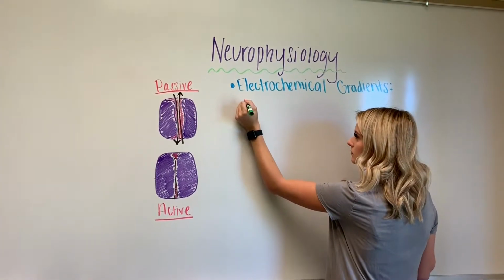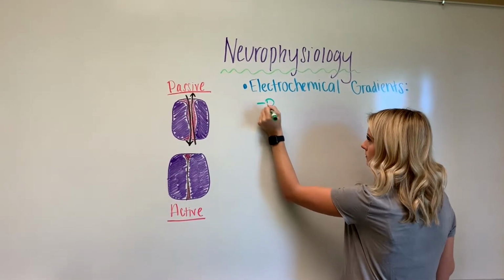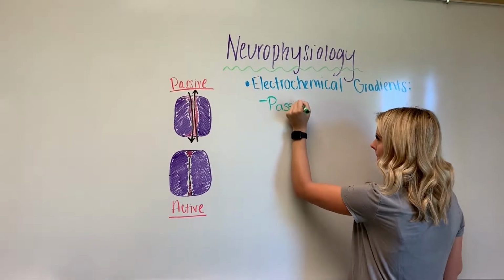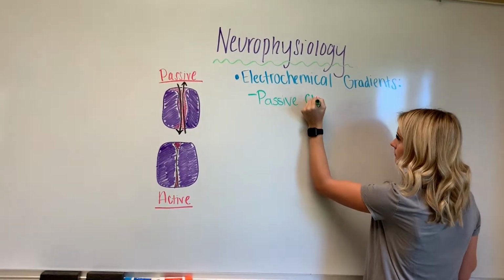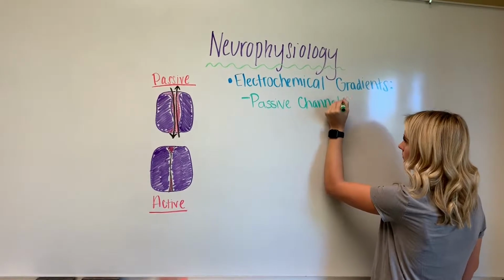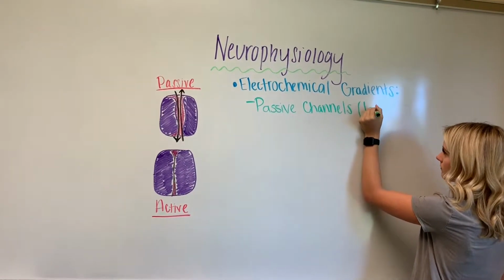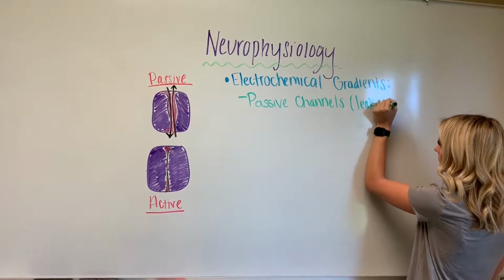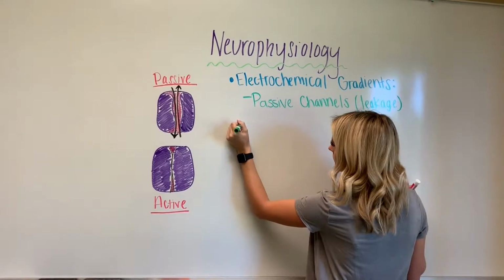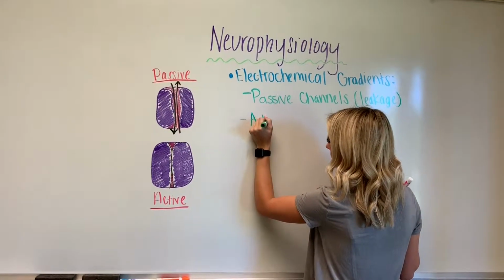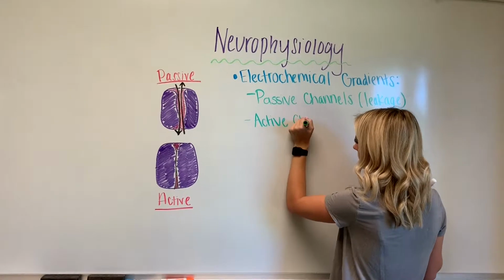Now we will discuss neurophysiology. First, let's begin with electrochemical gradients. In an electrochemical gradient, there are more chemical charges on one side of the axon than the other. In order to balance out different charges, we must have different channels and gates to let certain ions in and out of the axon. First, let's begin with passive leakage channels.